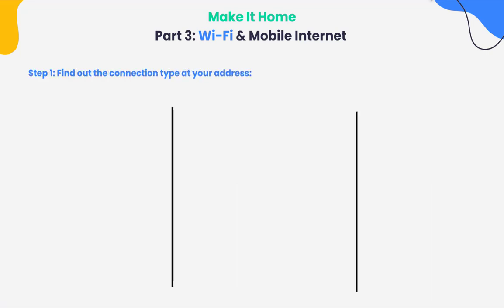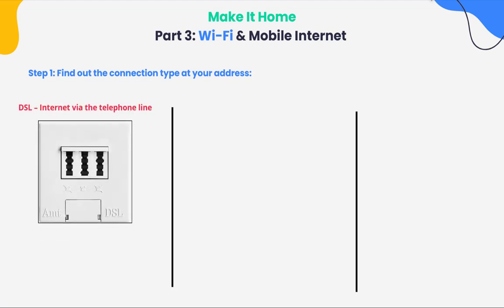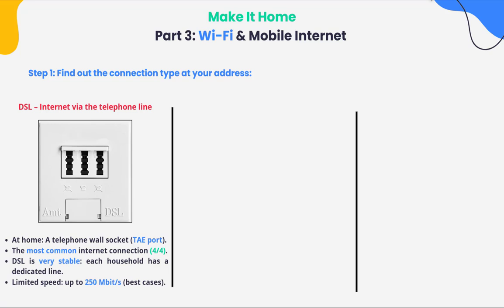So, the first step is to find out what type of internet connection is available at your address. In Germany, there are 3 main technologies used for home internet. The first one is DSL, which delivers internet through the telephone line. In your apartment, you will usually find a telephone wall socket like the one you see on the screen. This type of socket is called a TAE port. DSL is the most common internet connection in Germany.